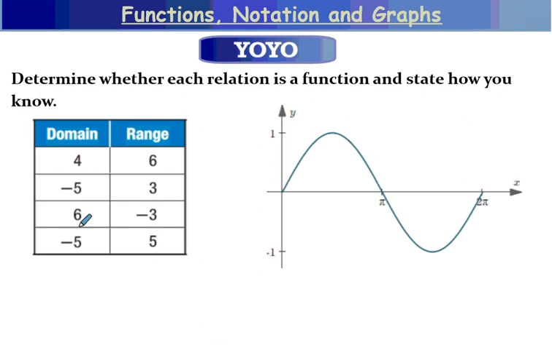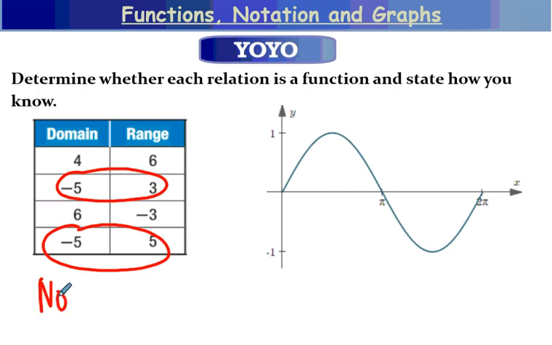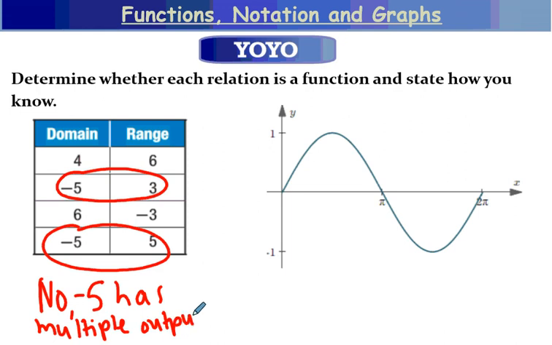Okay, I'm going to assume everyone had a chance to try. This first one fails. -5 has more than one output. -5 is told to go to 3, and it's told to go to +5, so you'd say no, and your justification: -5 has multiple outputs. Therefore, it's a bad rule. It is not a function.